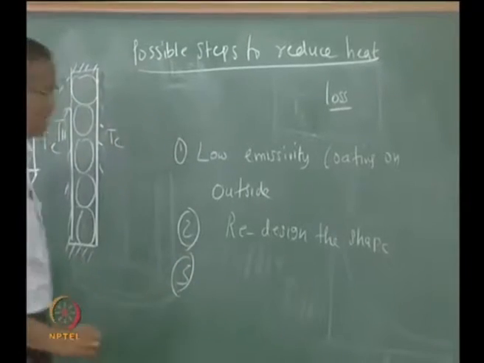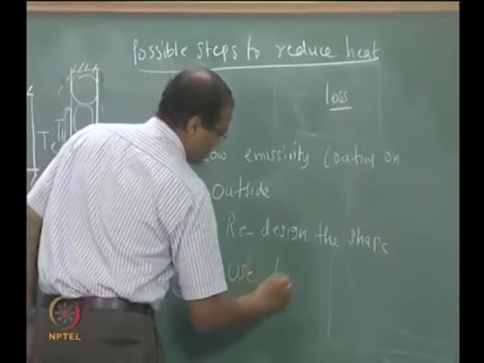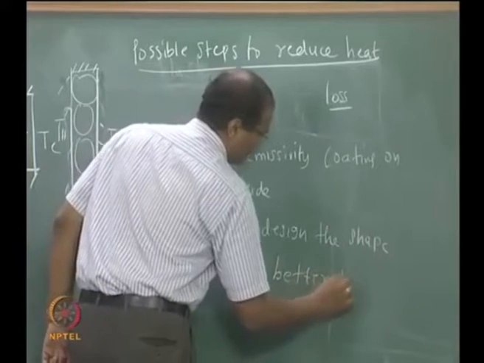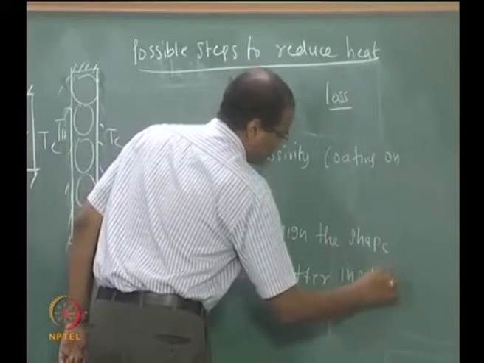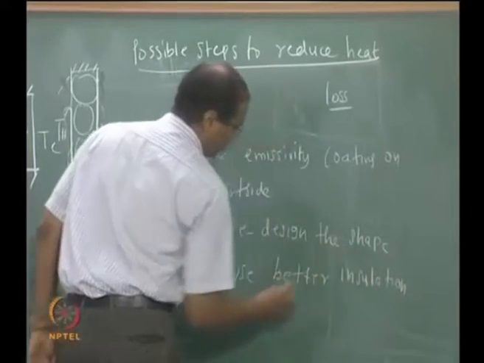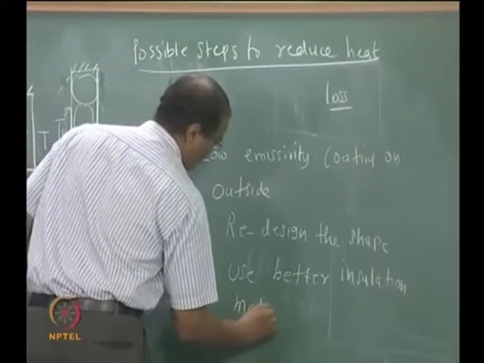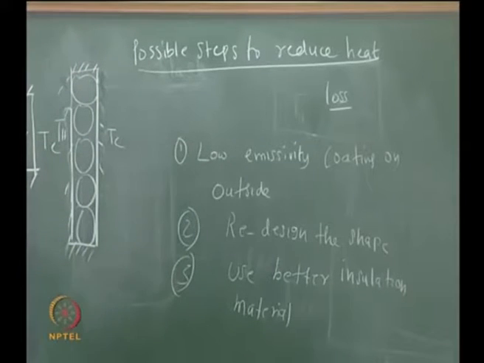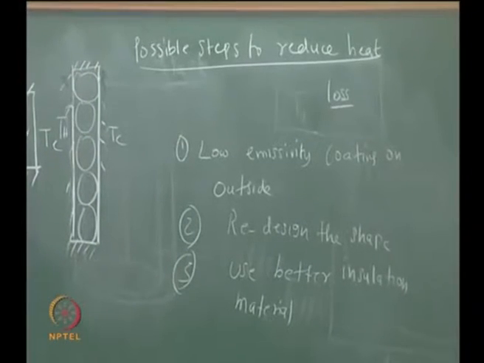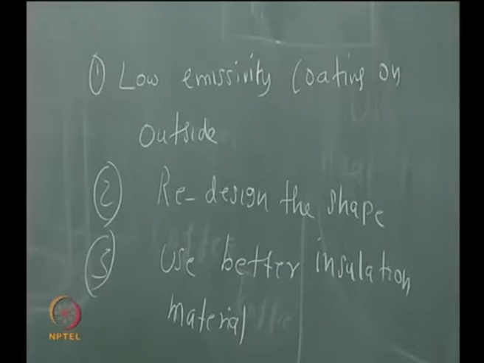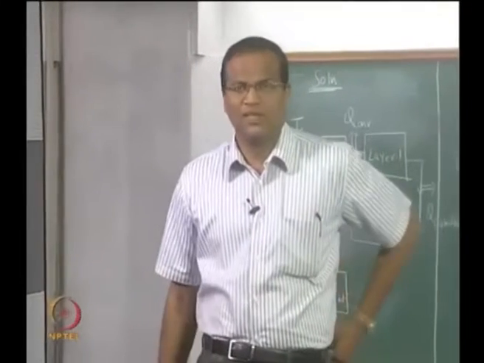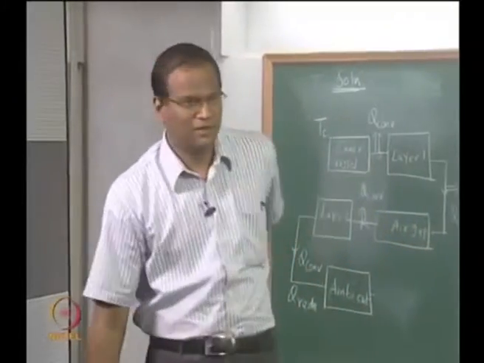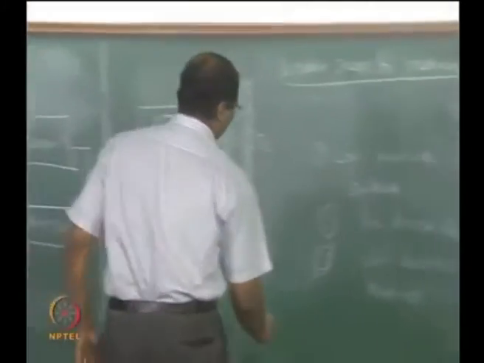Use better insulation material. And so on. Are there any other points? Remove the air from the air gap, make it vacuum. Oh, that is very difficult. Yeah, if you can do that, that is a vacuum flask. Okay, so try to maintain vacuum.